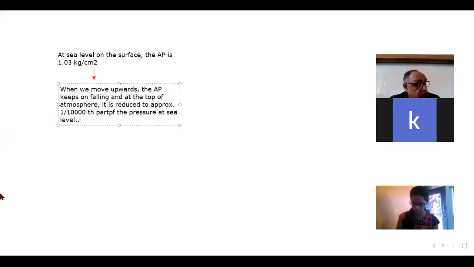Now the next important thing is that we are moving on to the layers of the atmosphere. Let me draw that. Layers of the atmosphere.